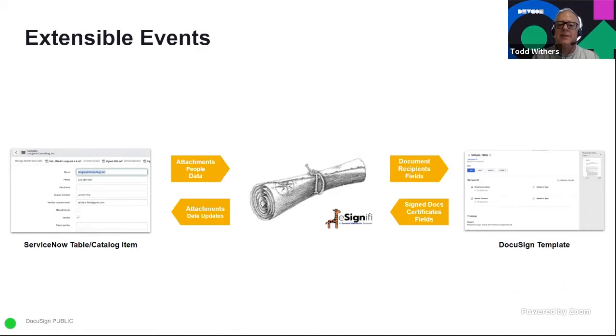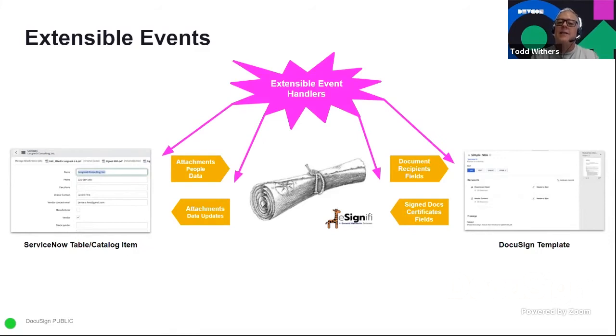Extensible events allow our developers to add just a little bit of script at various points in the integration process. The goal was to allow them to do simple things like mark a ServiceNow company record as approved in the example that we did with the NTA, or maybe take advantage of new features in the DocuSign API that we hadn't supported yet, or maybe do something more complicated, of which there are countless examples in ServiceNow.